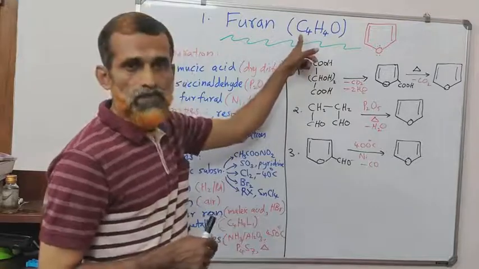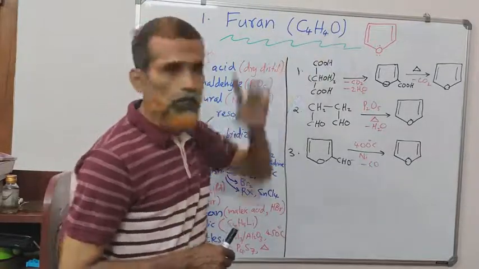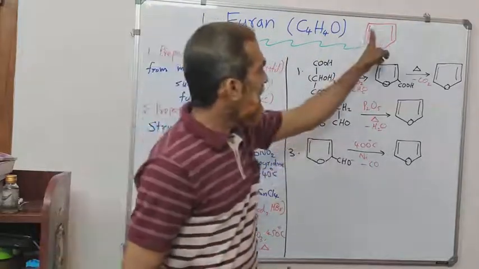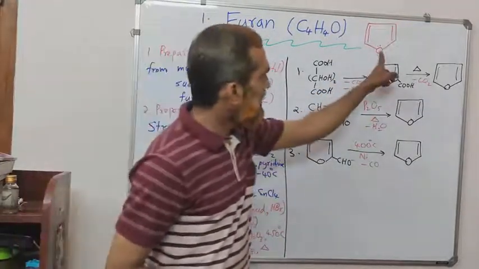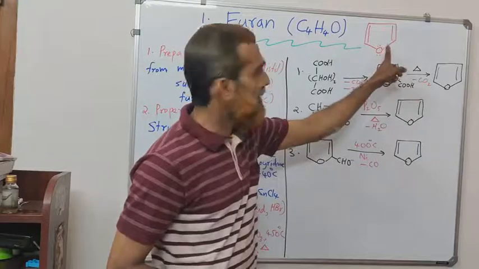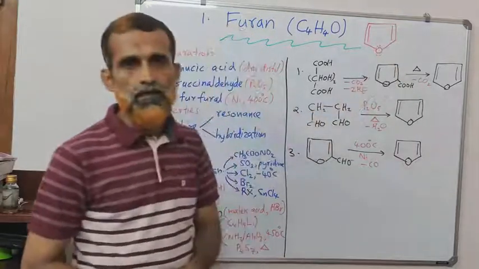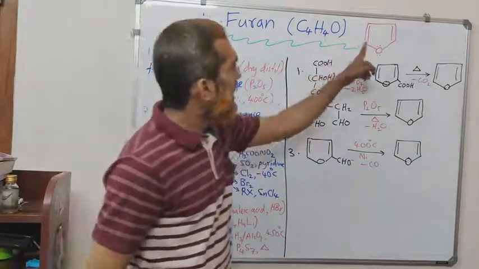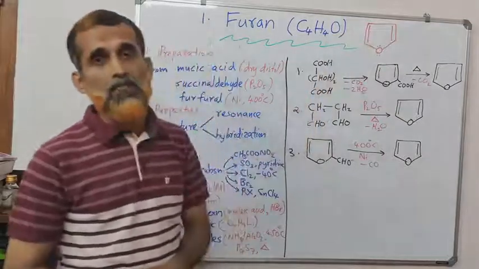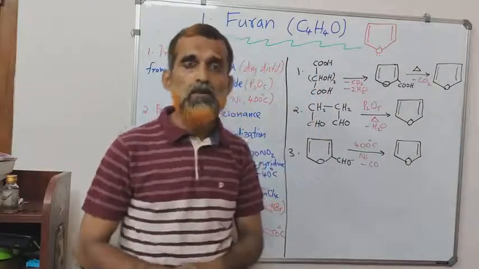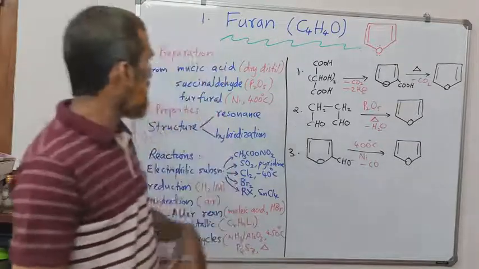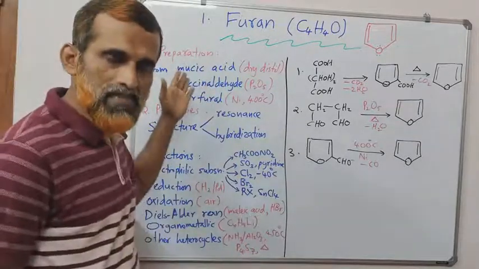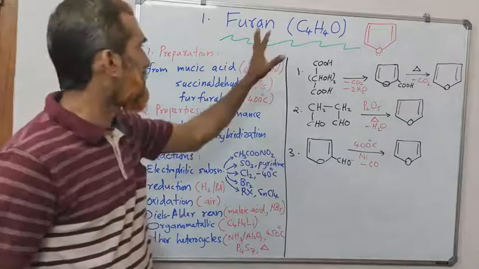This is the molecular formula C4H4O. You can see the structure. Oxygen carries 2 lone pairs, and the systematic name of furan we learned, it is oxole. Okay, now we will be discussing preparation and properties of furan.